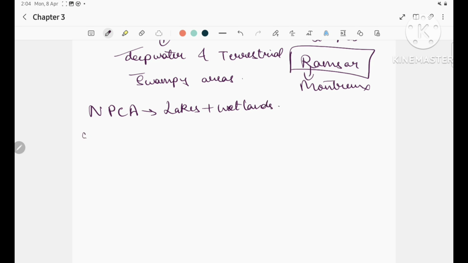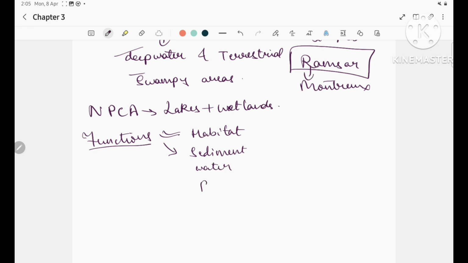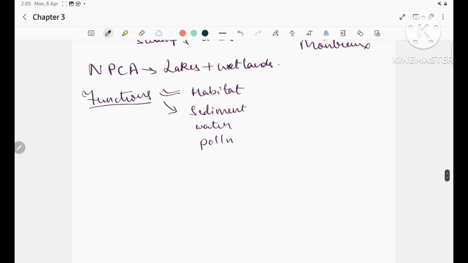So why is wetland very important? Let's see the functions of wetland. This is a habitat for many species, and it also helps in sediment filtration, water purification, and pollution control. And basically this helps in flood prevention or disaster management, and nutrient cycling. It will also prevent erosion, and species diversity is conserved in wetland areas.